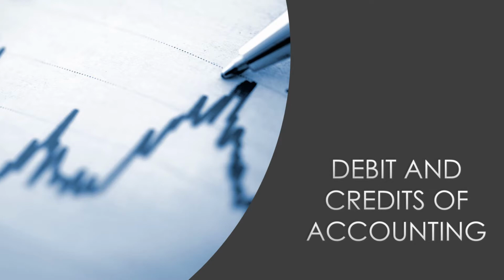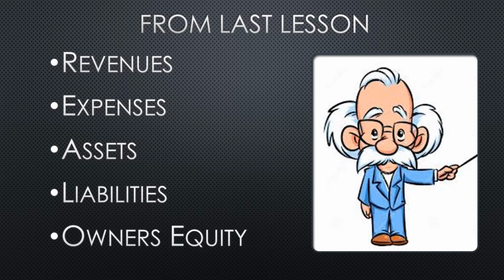This one will be concentrating on the debits and credits of accounting. So in this podcast we'll be looking at what accounts actually have a debit nature and what accounts actually have a credit nature. From the previous vodcast, we looked at what revenues, expenses, assets, liabilities, and owner's equity were. So in this vodcast, we are looking at whether revenues have a debit or a credit nature, whether expenses have a debit or a credit nature, and whether assets, liabilities, and owner's equity have a debit or a credit nature.